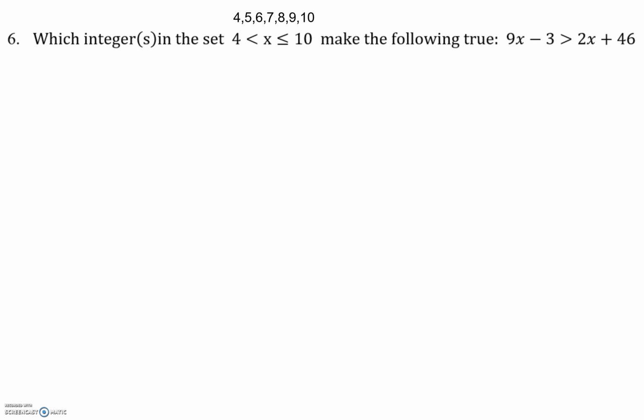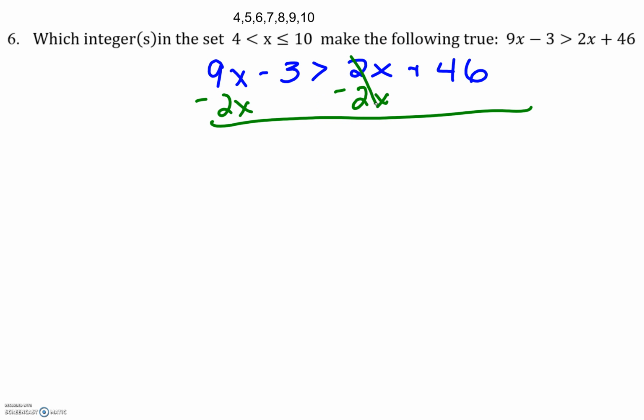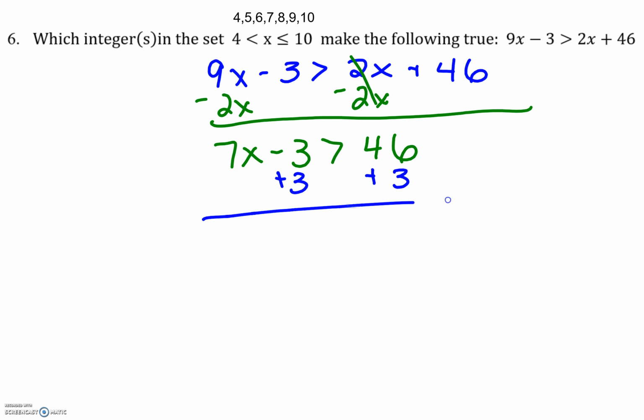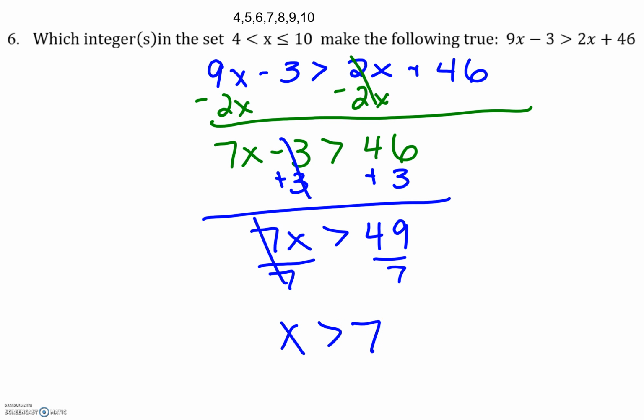For here it's saying which integer or integers in the set where x is between 4 and 10 makes the following statement true. So first I'm going to solve this before I look at my domain of numbers. So I'm going to start by subtracting 2x over. I have 7x minus 3 is greater than 46. From here, I'm going to add 3 over. 7x is greater than 49. When I divide by 7, I have x is greater than 7.